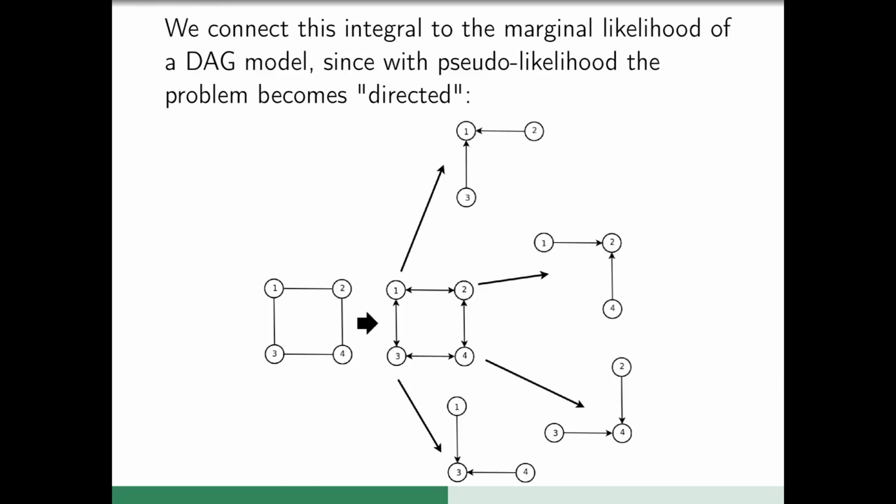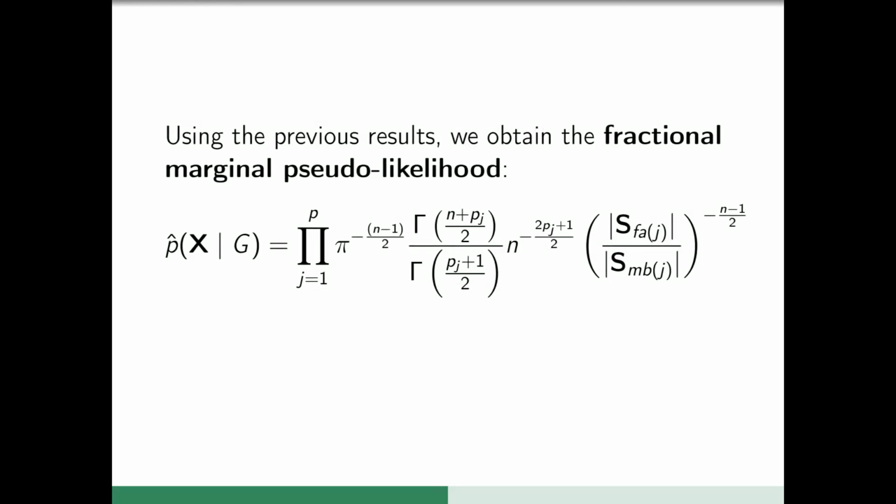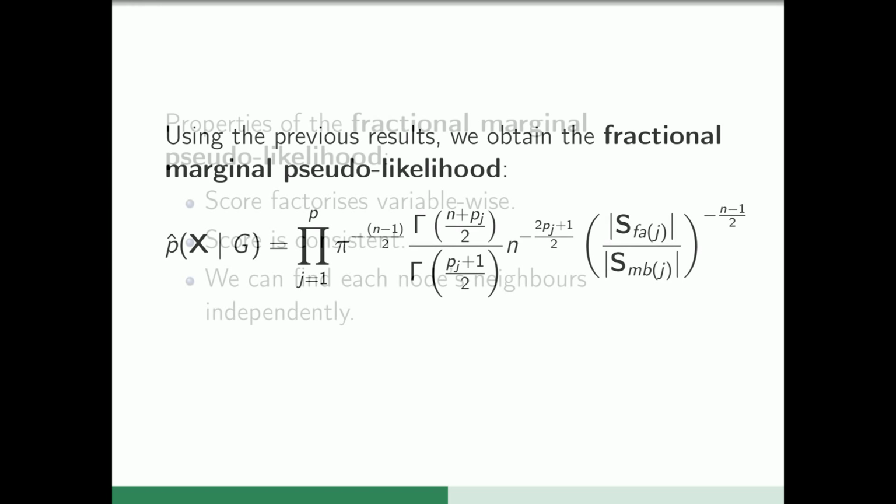This integral is connected to a marginal likelihood of a Gaussian directed acyclic model. Each variable's Markov blanket corresponds to its parents in a DAG. Making use of the previous results concerning the objective comparison of Gaussian DAGs, we obtain the fractional marginal pseudo-likelihood. Reference priors and fractional Bayes factors are utilized in order to derive the original formula.